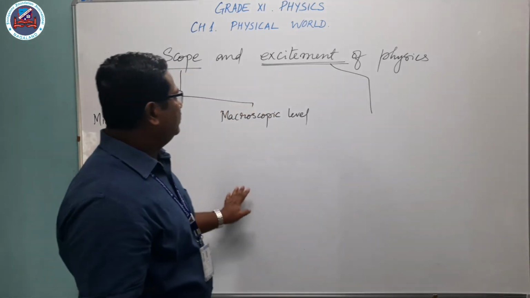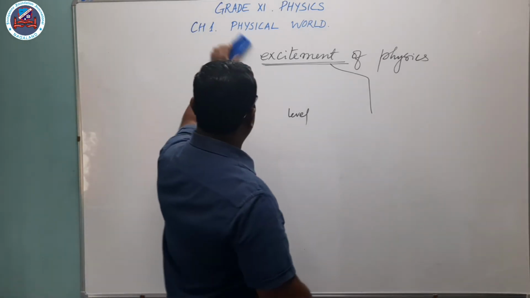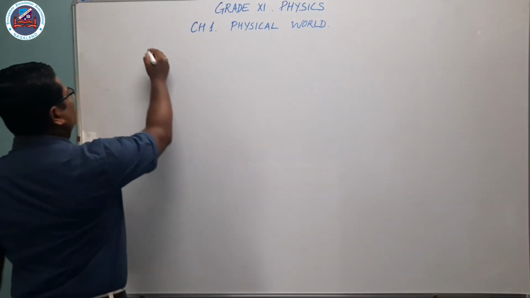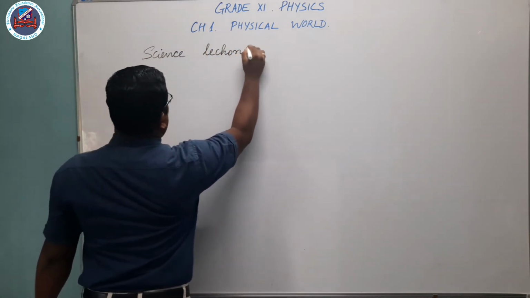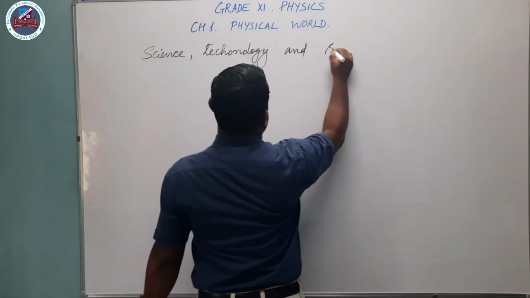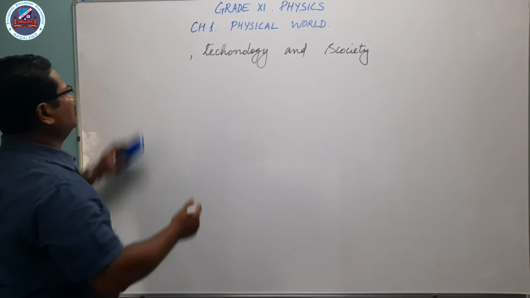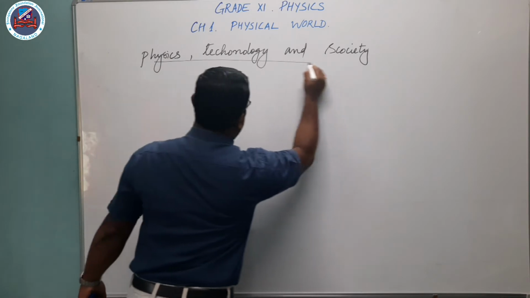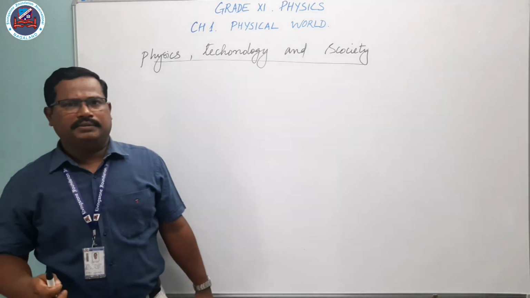Then the next thing that we'll have to know here is about science, technology and society, or we can call it physics, technology and society. They are also interrelated with each other. The interrelation can be shown through many different examples.